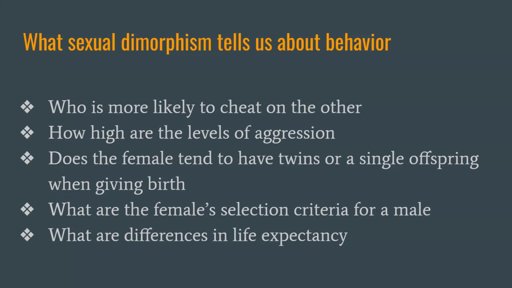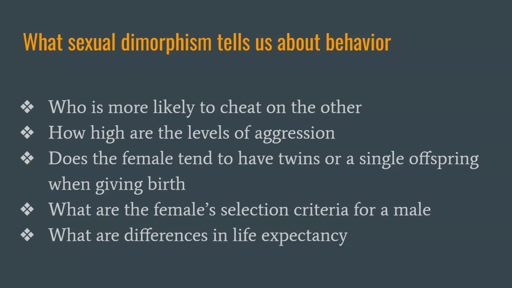In tournament species, she only has 1. Why? Because she doesn't have any help. It's all on her. And she's very unlikely to walk away from that infant because the infant will die, right? What are the female selection criteria for a male? What are the differences in life expectancy?